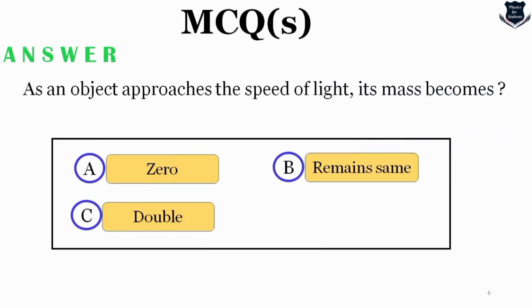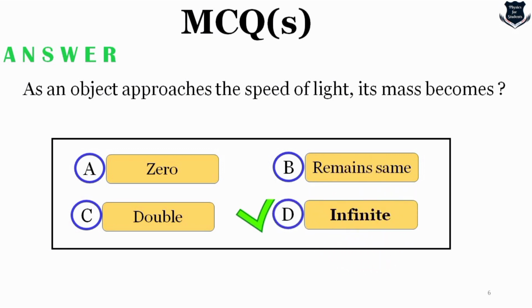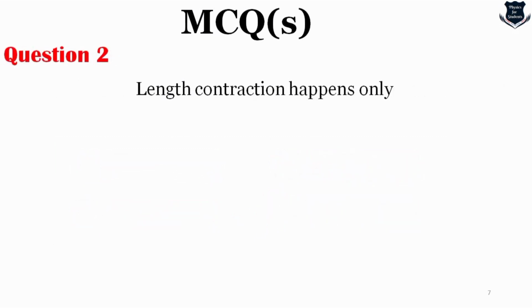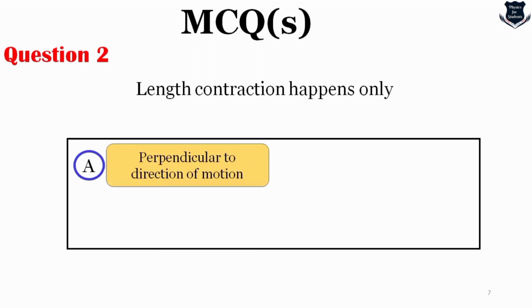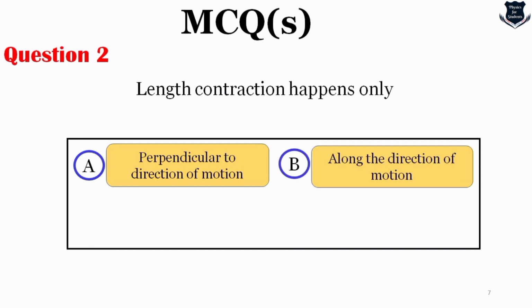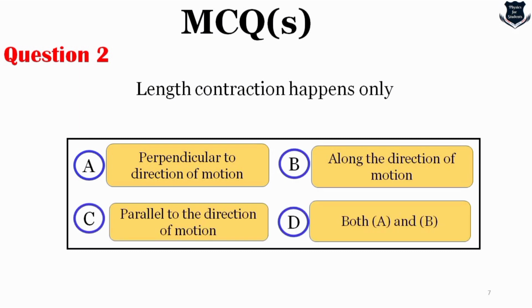So coming back to the question, here you are given 4 options. So the answer is infinity, right? The mass will become infinite, and this is the right answer, and it is a green tick. Okay, so next we go to question number 2, and we see: length contraction happens only when the body is perpendicular to the direction of motion, along the direction of motion, parallel to the direction of motion, or it is both A and B. So this is the question, given 4 options.